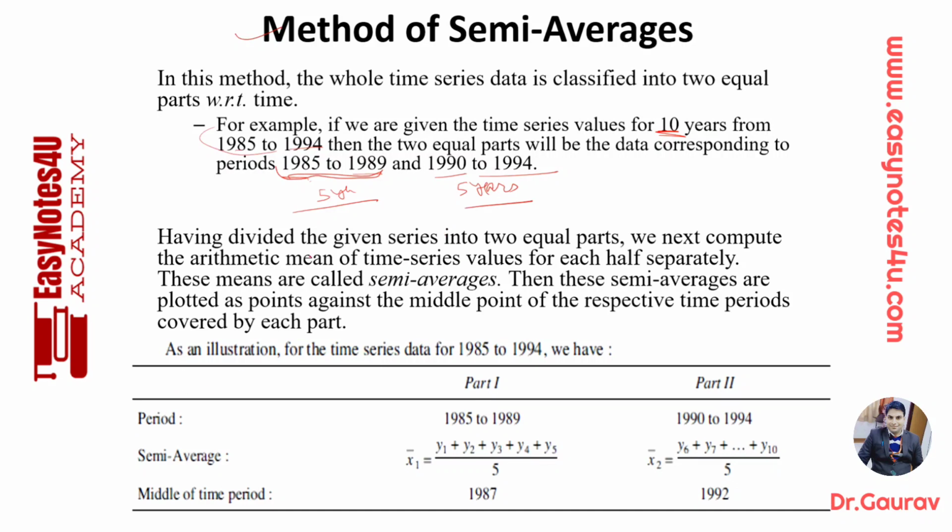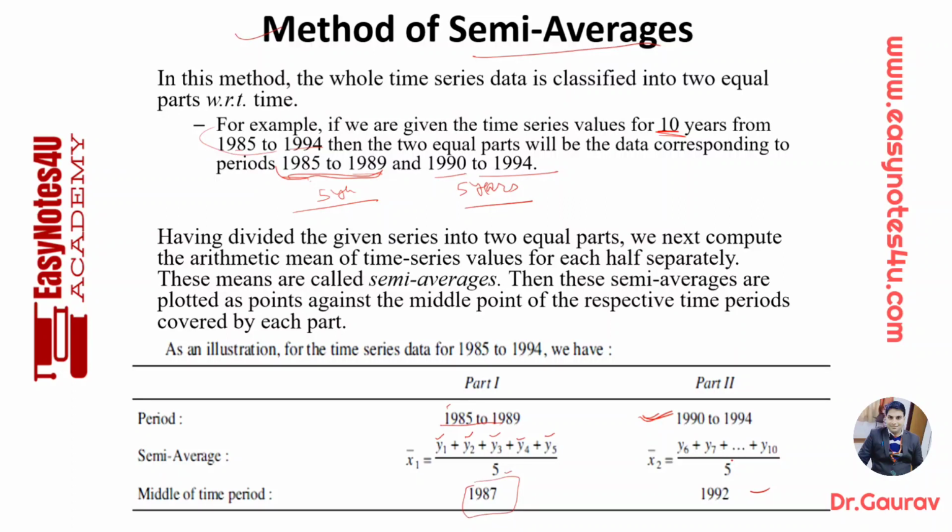So this is the semi-average, meaning we have to calculate the semi-averages. Like the period given here, we have to add all the values: the value of 1985 plus the values of 1986, then 1987, then 1988, then 1989, then divide by 5. The total number of years is 5. So the middle of the time period will be 1987. So the middle year will be 1987. The middle year of the second part will be 1992. So we can add the values and find its middle year.